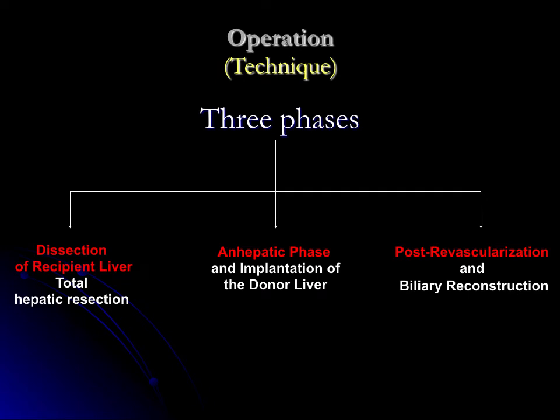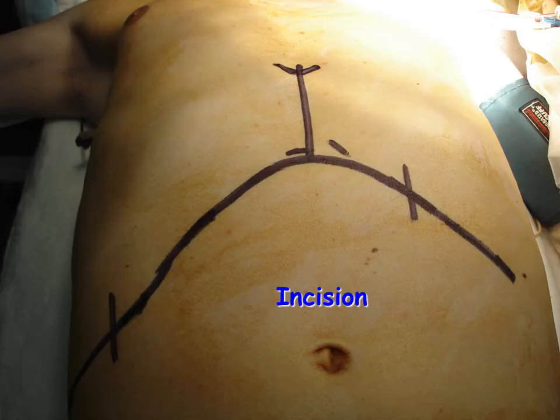The operation is divided into three phases. The first is dissection of the recipient liver and total hepatectomy, then the anhepatic phase and implantation of the donor liver, then the post-revascularization phase and biliary reconstruction. So this is the incision. This is an example of a patient subjected to liver transplant.